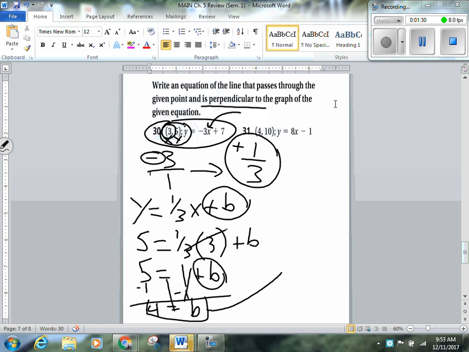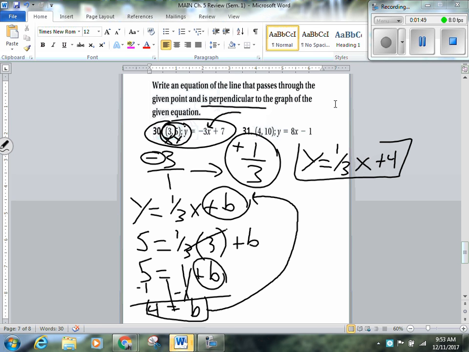I take that and plug it into that equation, and I have my final equation as y equals 1/3 x plus 4. Since the slopes are perpendicular, 1/3 and -3, that is my perpendicular equation.